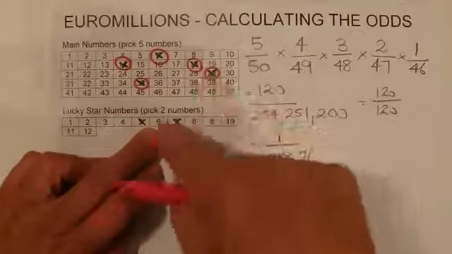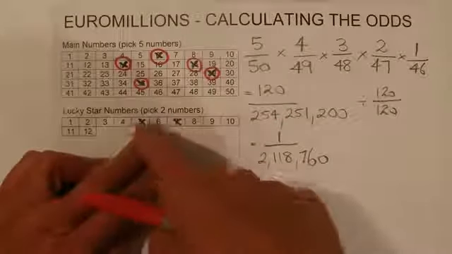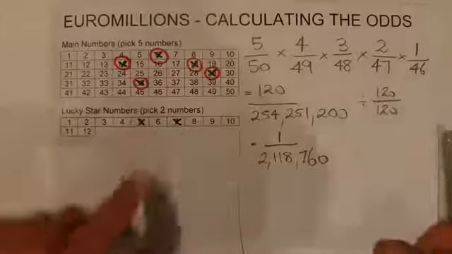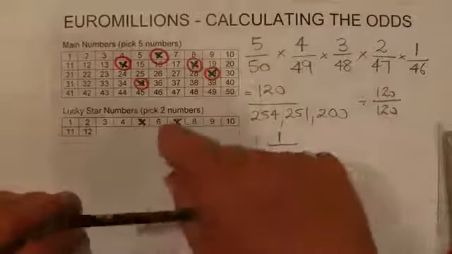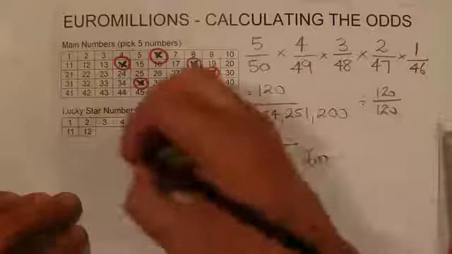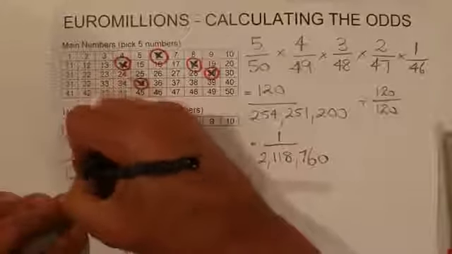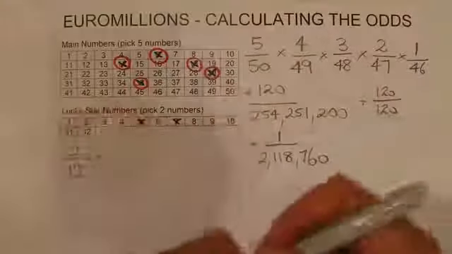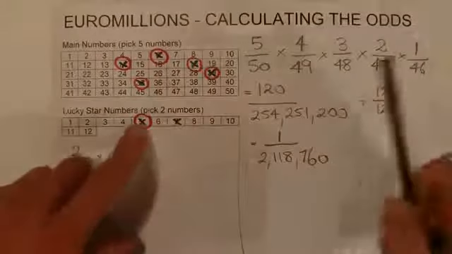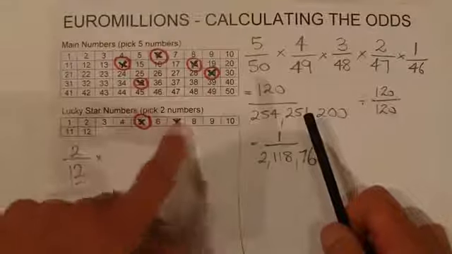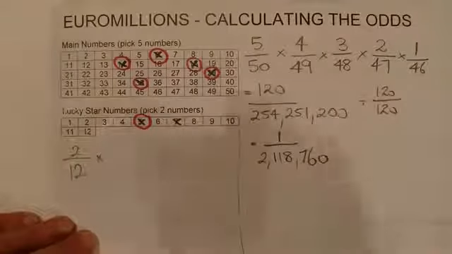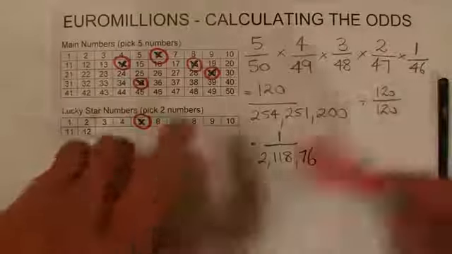Now the next step is the lucky stars. Once those 5 numbers are drawn, they go into the next barrel where they've got 12 balls in it, and you've got 2 numbers to choose from. The chances of selecting one of those 2 numbers when the first number is drawn is 2 chances in 12. So it's the same principle as the top section, but with different numbers.